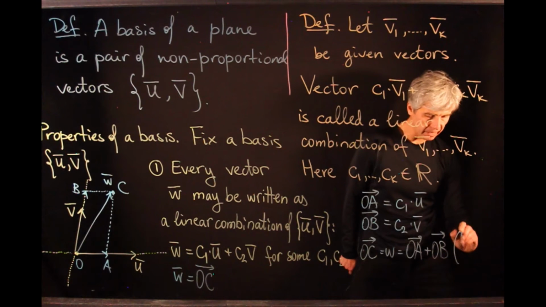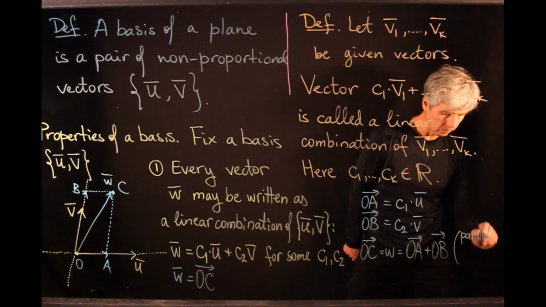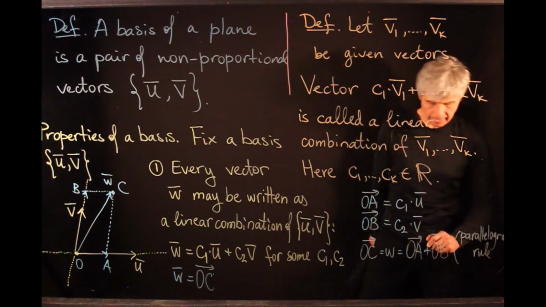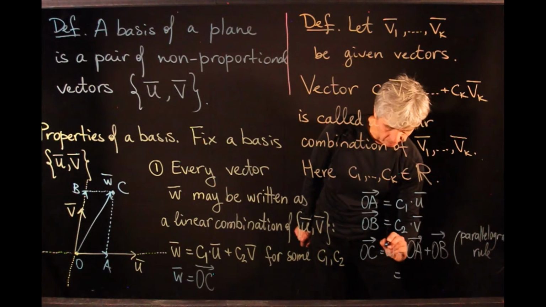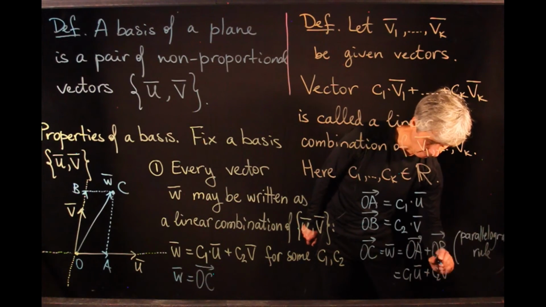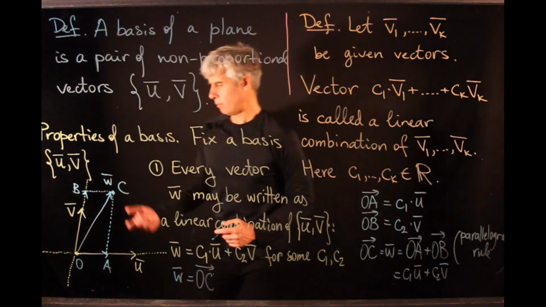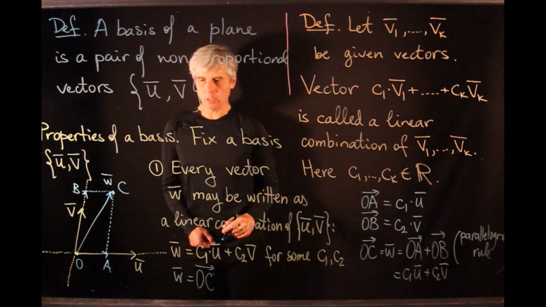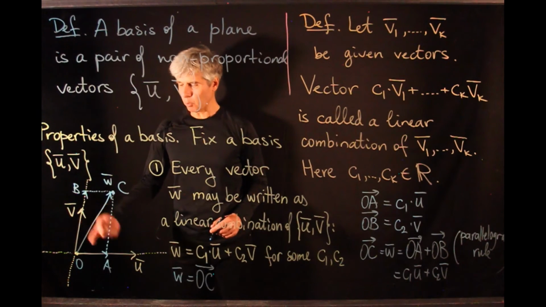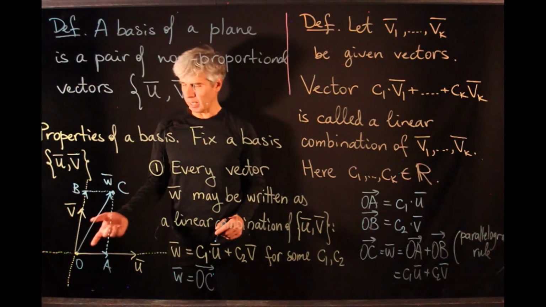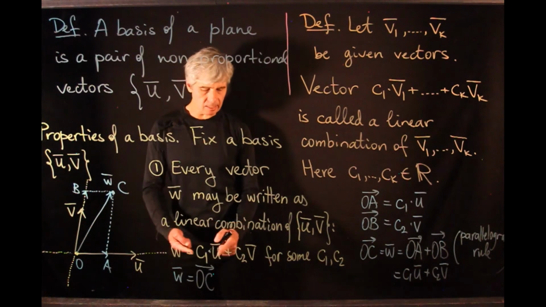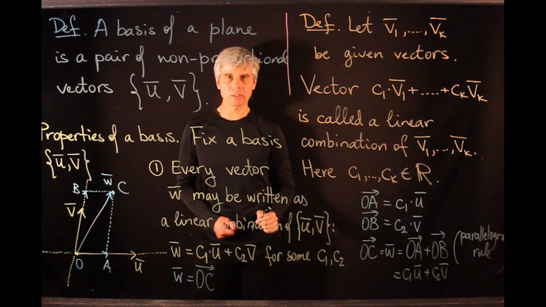So this is the parallelogram rule. And so thus we get that the vector w is equal to C1u plus C2v. And so this geometric consideration shows that if we have a basis of two non-proportional vectors u and v, then any other vector on this plane can be written as a linear combination of the two basis vectors.